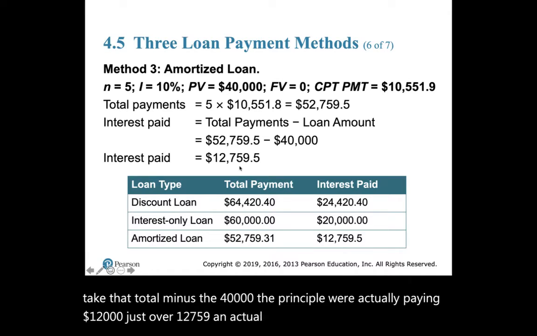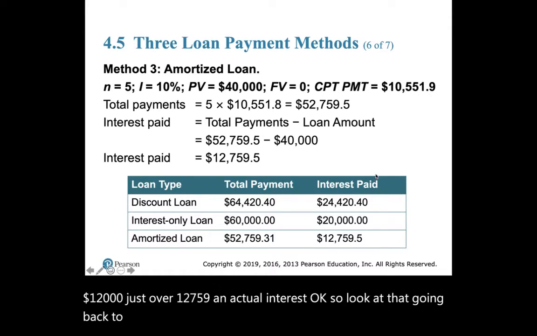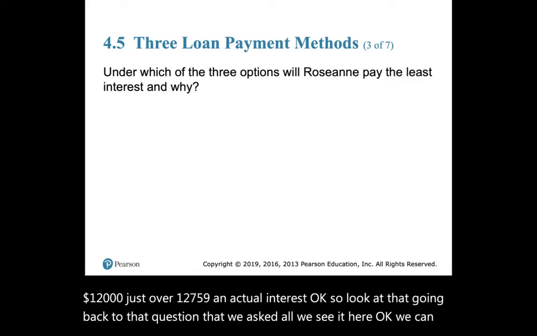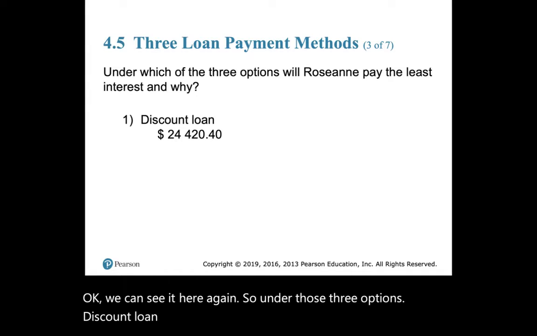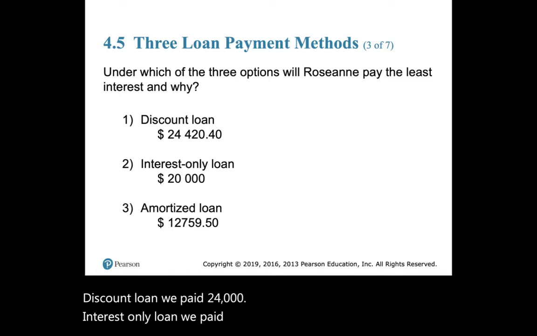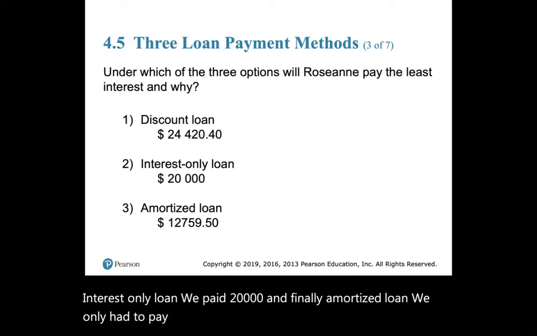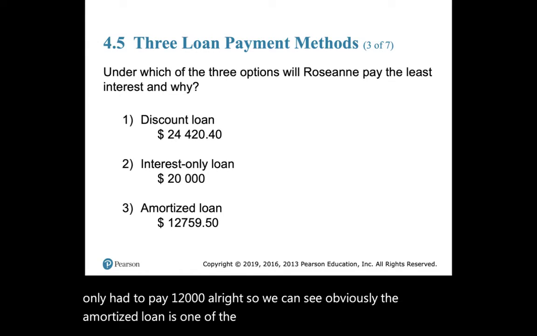Okay, so look at that. Going back to that question that we asked, well, we see it here, okay, and we can see it here again. So under those three options, remember the discount loan, we paid $24,000. Interest only loan, we paid $20,000. And finally, amortized loan, we only had to pay $12,000, all right? So we can see, obviously, the amortized loan is one of the lowest in terms of interest expense. Okay, now why do you think that is?